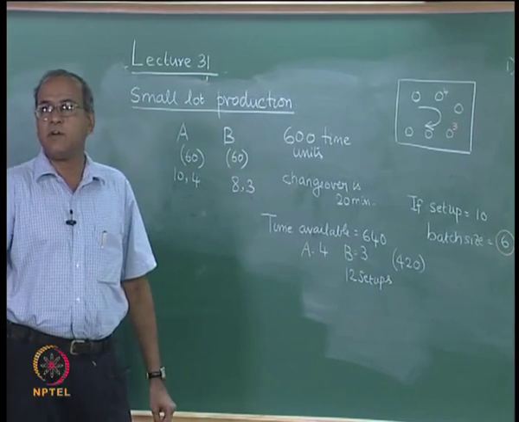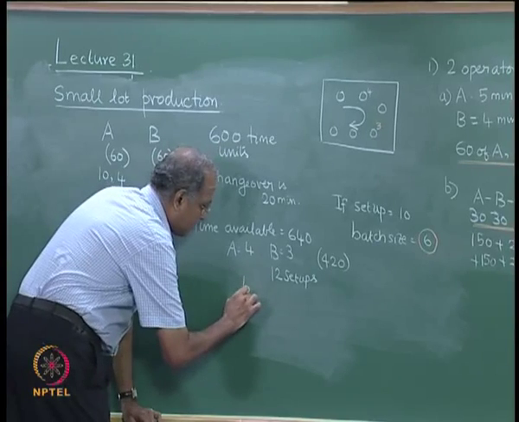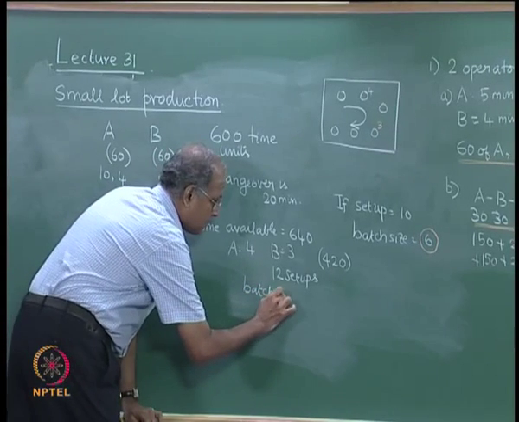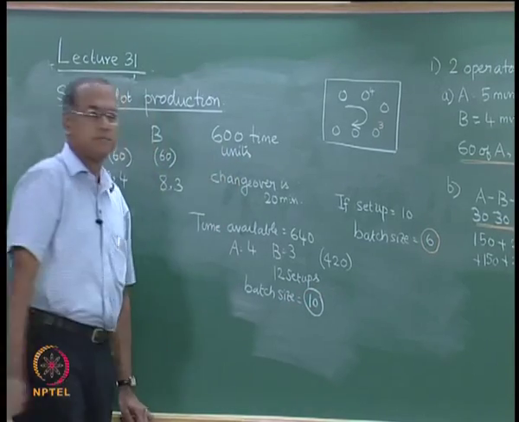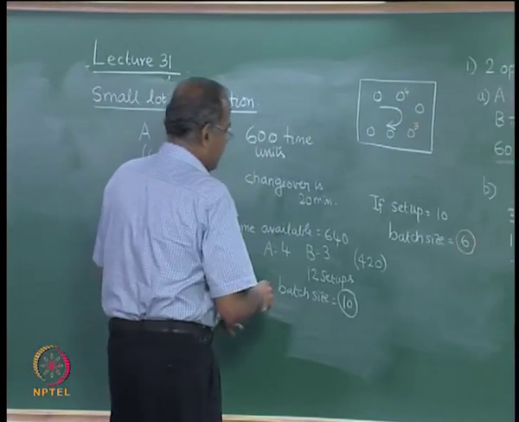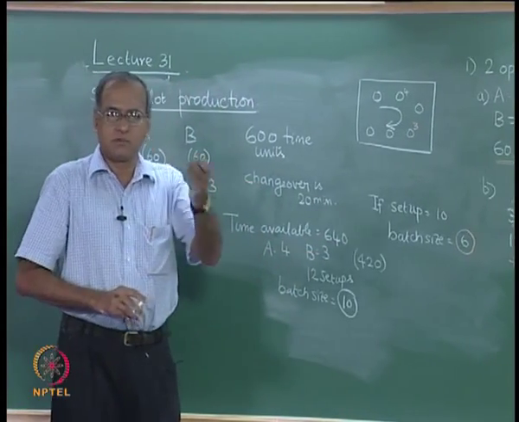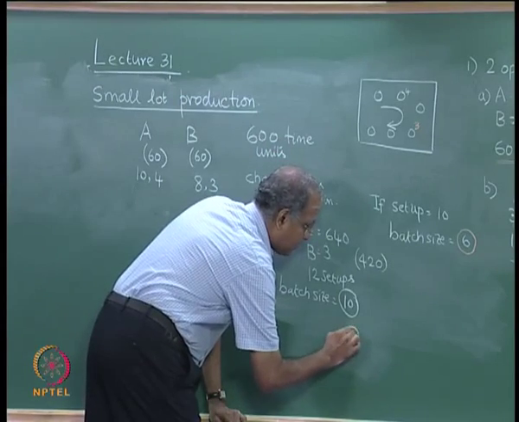So, when we have 12 setups, then we could produce 6 times A and 6 times B, and the batch size will be now 10. Batch size will become 10. And if the setup time goes from 20 to 10, then the batch size will become 5.